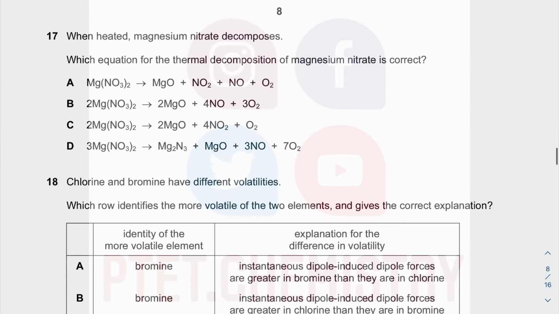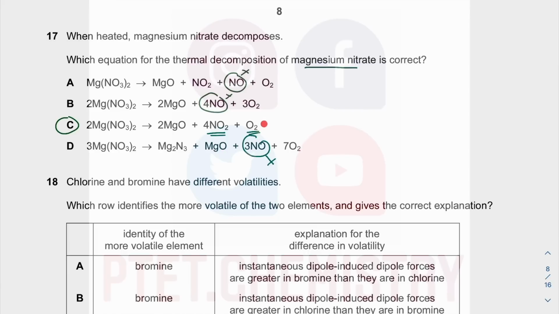Number 17, thermal decomposition of group 2 nitrate. We know that it does not give you NO. It gives you a brown gas, and this colorless gas which you don't see. But when you have a solid and you get a brown gas, you have to test it with a splint as well.